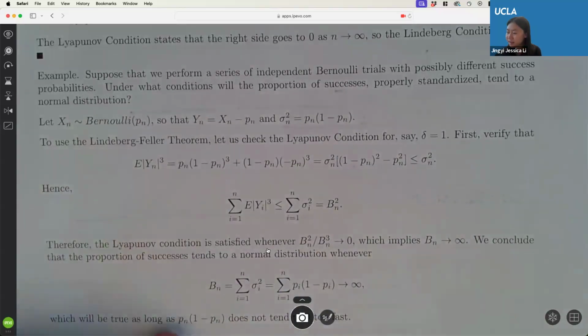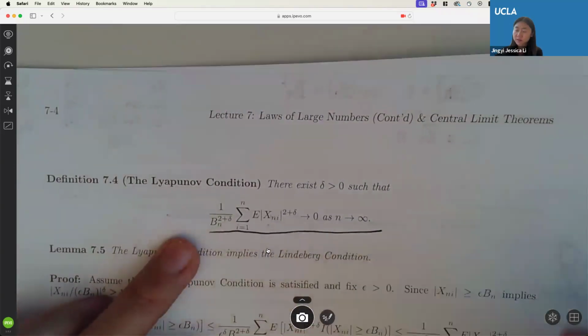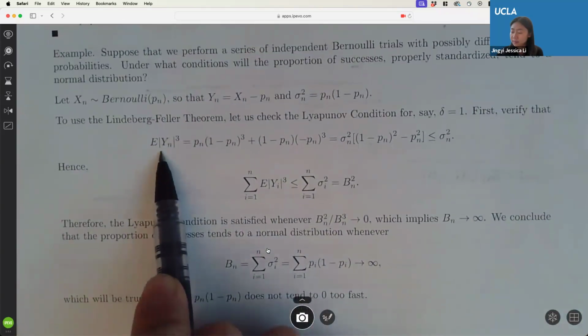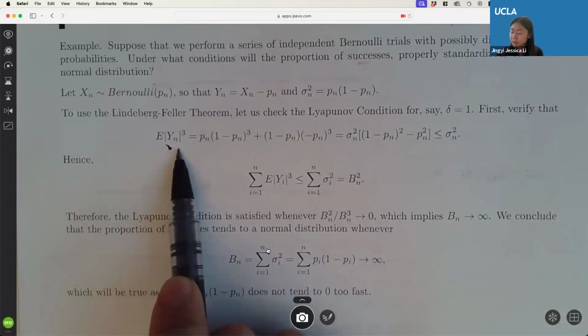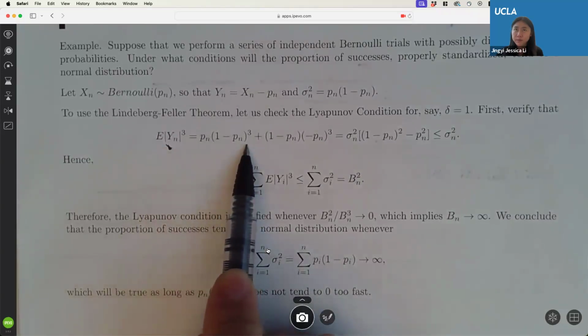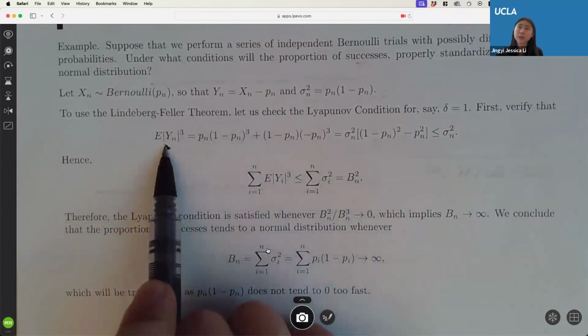So what do we want to verify? It's this one. We want to verify this. Okay. And the expectation of Yn cubic is Pn plus 1 minus Pn cubic. And this is just following the definition of expectation, nothing special.